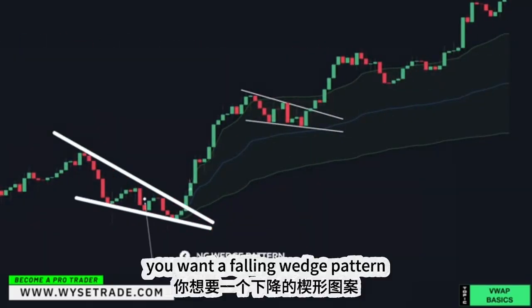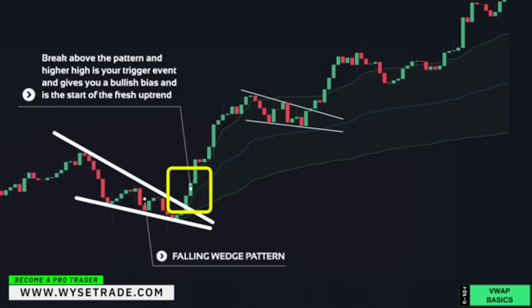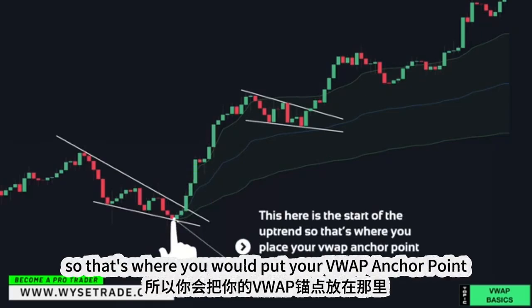You had a falling wedge pattern, followed by a break above and higher high, which is your trigger event and gives you a bullish bias and is the start of the fresh uptrend. This here is the actual start of the uptrend, so that's where you would put your Vwap anchor point.